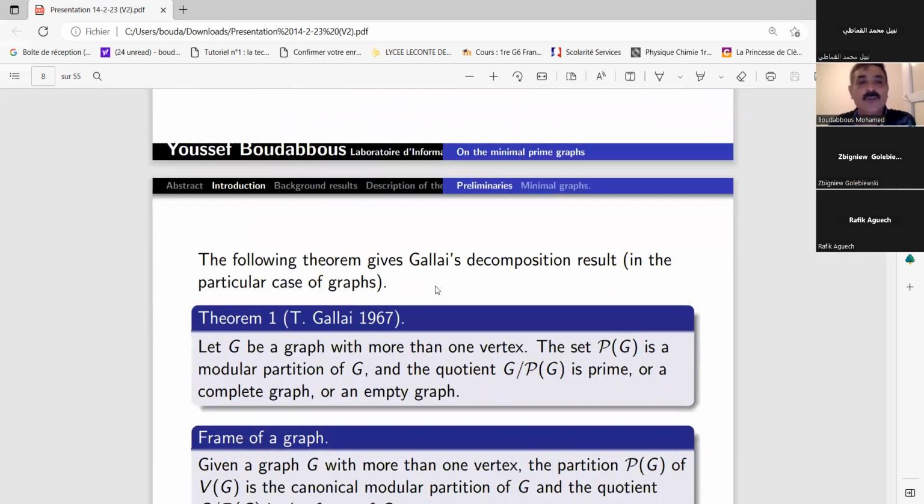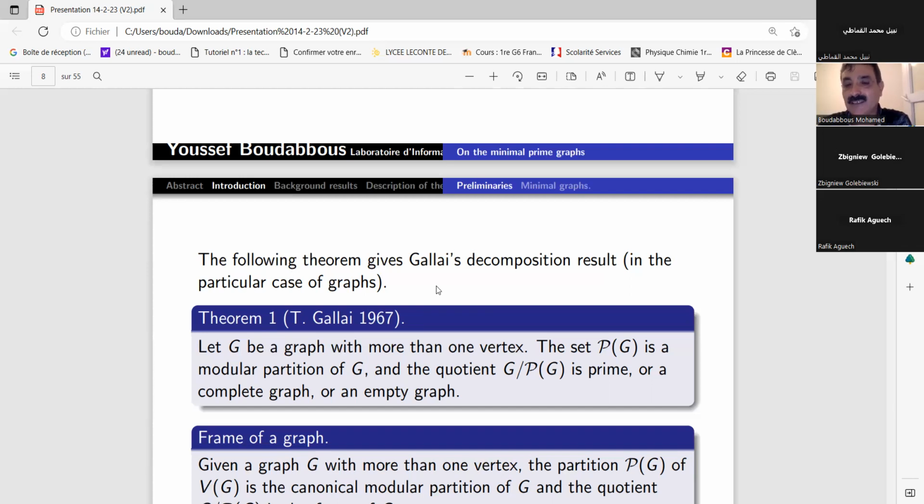Thus, we can state the result of the decomposition of Gallai in the case of graphs. Because it is general now, we can state it in the case of a digraph in general. Let G be a graph with at least 2 vertices. The set P(G) of maximal proper strong modules is the modular partition, and the quotient of G by this partition is either a prime graph, a complete graph, or an empty graph.